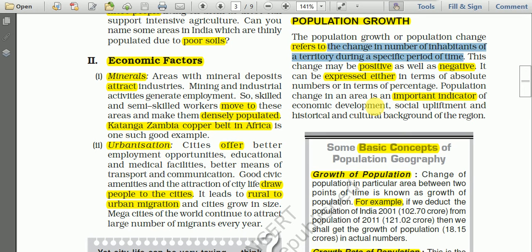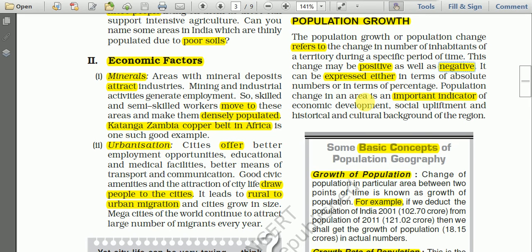And we know that there are two types of population growth. The change in the number of people may be positive, that is there may be increase in the number, or there may be decrease in the number. If there is increase in the number of population, we call it positive growth, and if there is decrease in the number, we call it negative growth.